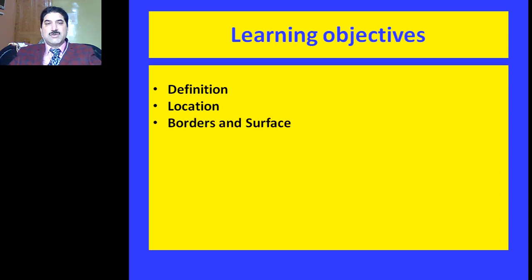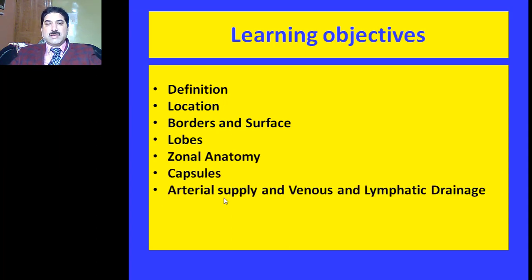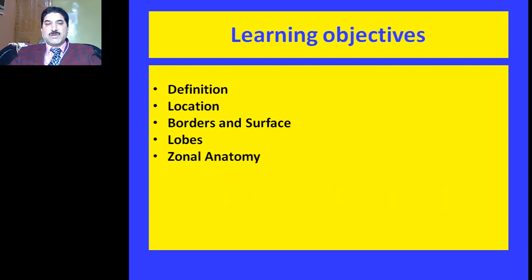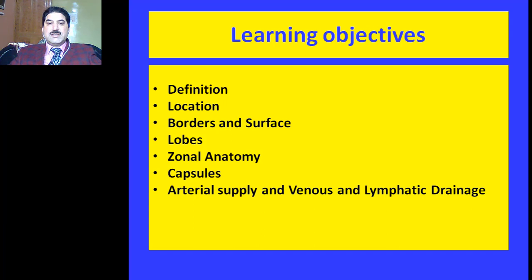Borders and surfaces of the prostate, with its relations to the surrounding structures, will be described in detail. I will also be describing the lobes and zonal anatomy of the prostate. I will describe the capsules of the prostate gland and compare it with the capsule of the thyroid gland. Arterial supply, venous drainage and lymphatic drainage will also be described in this lecture. We will also describe innervation and applied anatomy of the prostate.